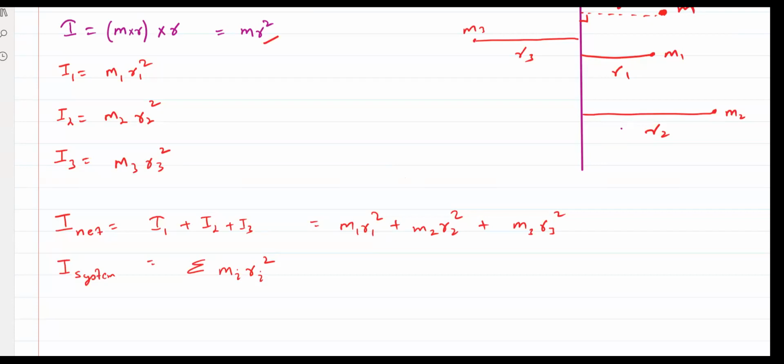Yes or no? Yes. Okay. Awesome. Now this is for what kind of object? This is like a point object and a point mass. Yes or no? This is like a point mass. Okay. But when we talk about objects, think about it.